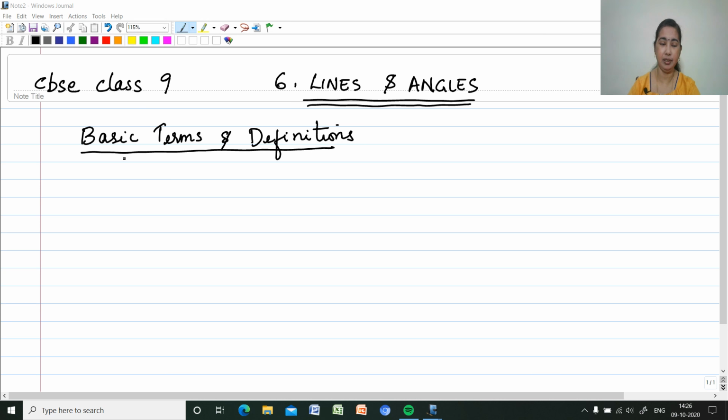Today I am discussing CBSE Class 9 Chapter 6 Lines and Angles. First we will move on to the basic terms and definitions of this chapter.